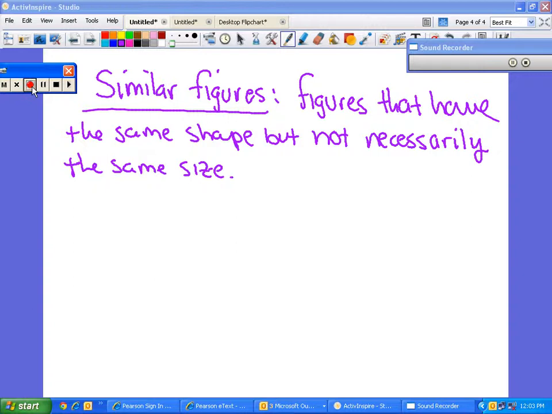Similar figures are shapes that have the same shape, but not necessarily the same size. So now we're not necessarily talking about congruency, where they have to be the same. Now they just have to be similar.